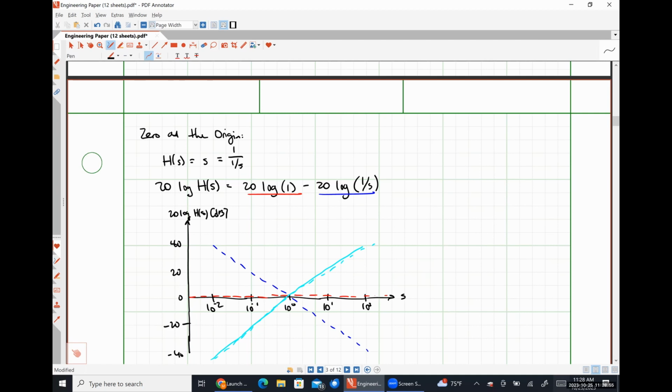What should our phase angle look like? 0 minus negative 90 is positive 90.